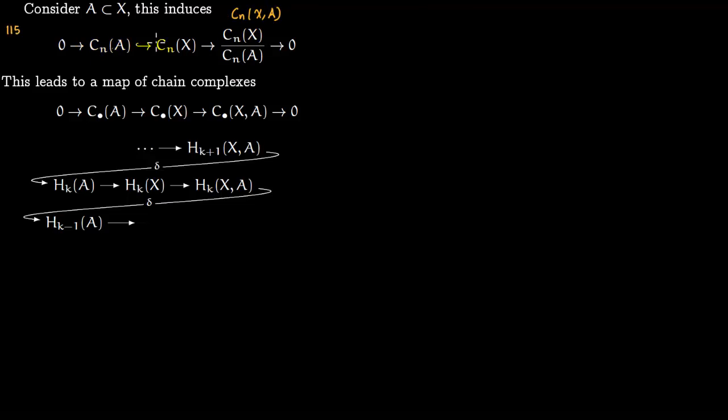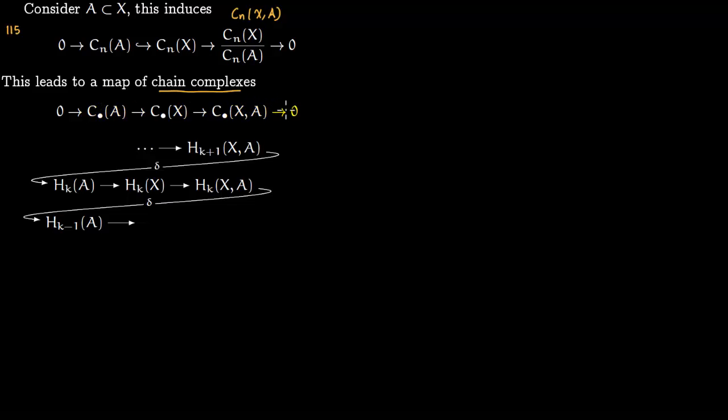Now you can put all these chains together, make a map of chain complexes, and you will get a short exact sequence of chain complexes. So this is the chain complex associated with A, this is the chain complex associated with X, this is the chain complex associated with (X, A), which means that these are the individual components which we have joined together to build this chain complex.